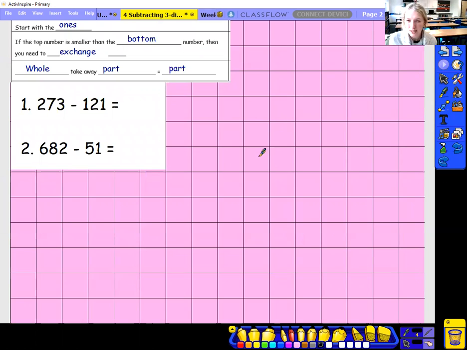So let's have a go. This is what it's going to look like when you're doing your work on your own in a minute. So you're going to have questions that look like this, and you're going to be setting them out in column method. So let's have a look at how we need to do that. I've also got my success criteria up here to help me if I get stuck.